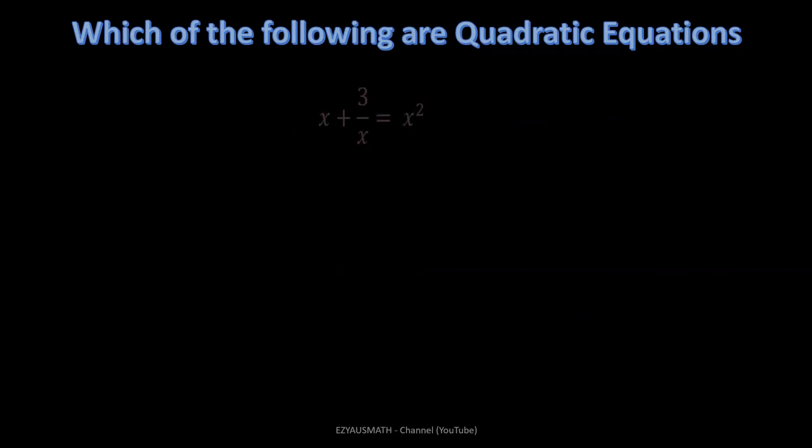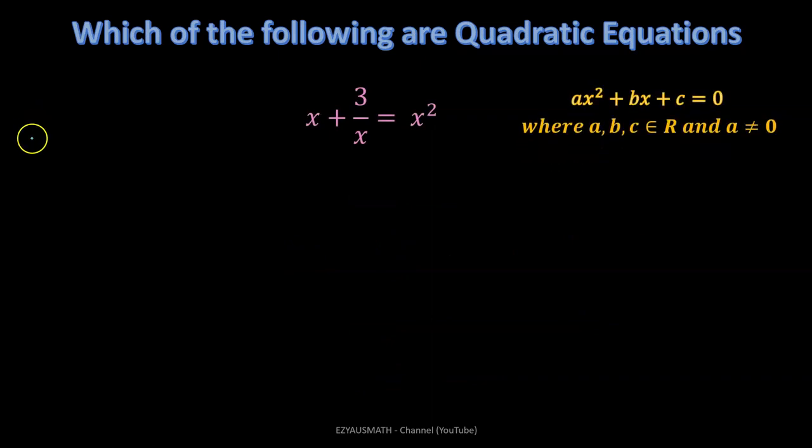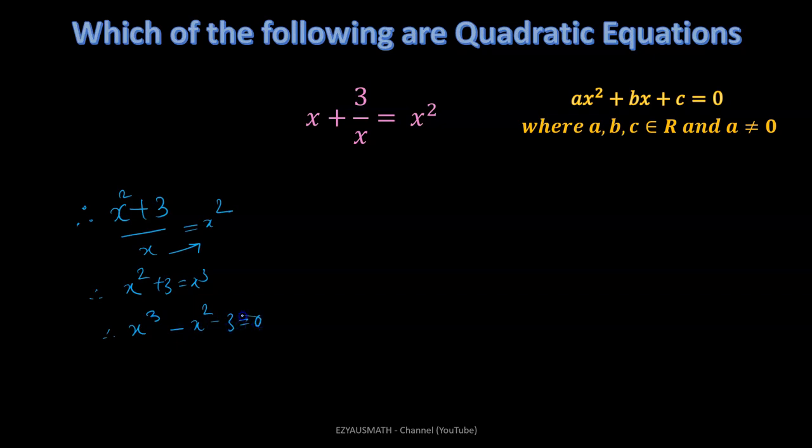Next example. Now, before determining, we need to simplify this example. So, how can we simplify? I can write this as x plus, it will be x squared plus 3 by x is equal to x squared, and this will be written as x squared plus 3 is equal to x cubed, as x will get multiplied with x squared. Hence the final expression will be x cubed minus x squared minus 3 is equal to 0.